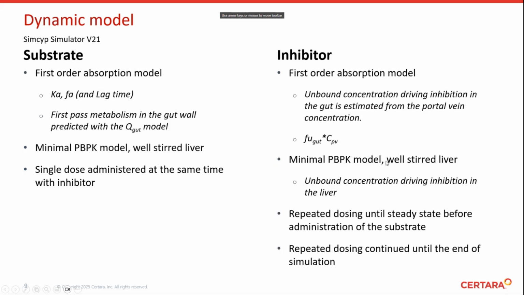Minimal PBPK model, well-stirred liver also for the inhibitor, and in this case for the liver, the unbound concentration in the liver is driving the inhibition for hepatic enzymes. And as mentioned earlier, repeated dosing until steady state before administration of the substrate, and then repeated dosing was continued until the end of simulation, and the simulations were running long enough to see the substrate profiles, full profiles, also in the inhibited state.